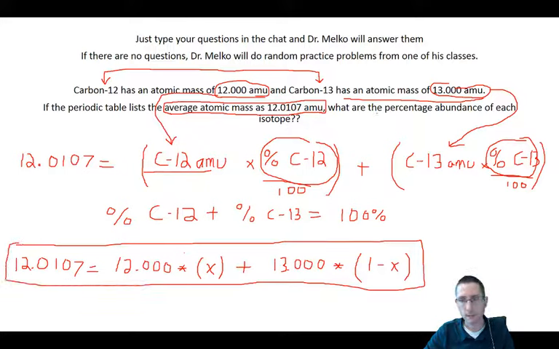All right, so do take some time to understand this type of problem and how to set it up. And now you have to go through and solve for X. You have to distribute this 13 into the parentheses here. 13 times 1 is 13. I'm going to drop the zeros. Well, I'll keep them explicit. So I'm distributing this into the parentheses. 13 times 1 is 13 minus 13 times X.